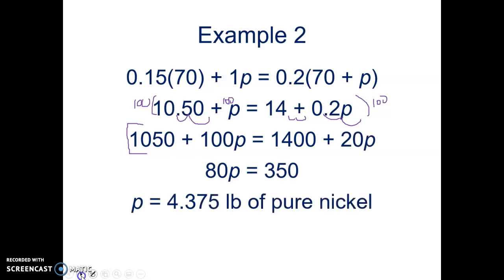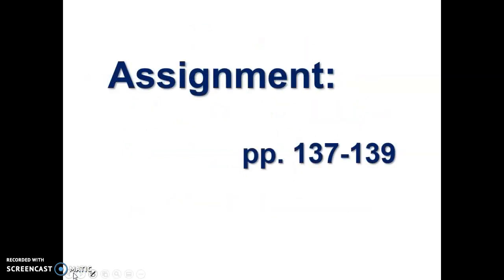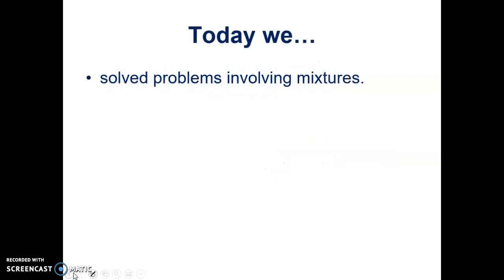All right, so today we did these things. We solved problems involving mixtures. We read the problem carefully. We created a chart to determine what we know. We made sure our chart was written using only one variable, and that each of our unknowns could be expressed in terms of that one variable. We then created an equation using our variable and solved the equation for the variable. Once we were done, we checked to make sure our answer was logical and correct.